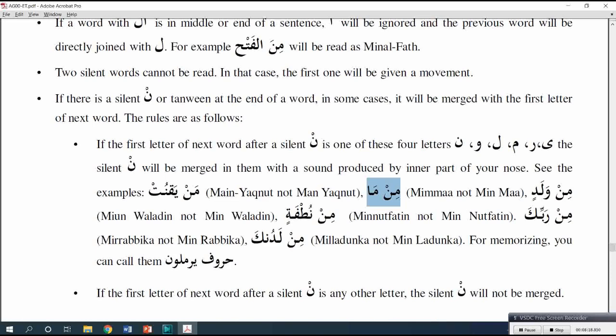If it appears with noon, then you will say miw waladin. Then if they appear in this way, milladunka, that noon and lam you will merge, milladunka.